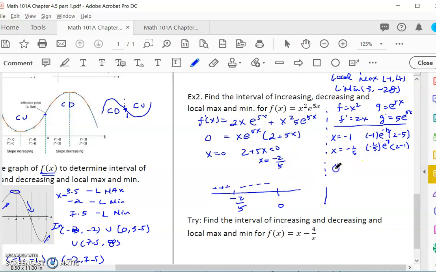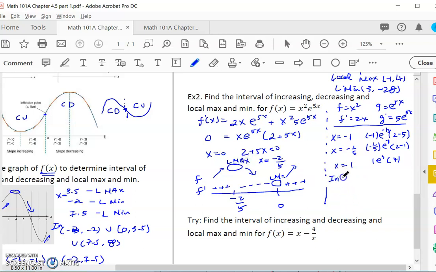And then let's do x equal to 1, which is positive. So it becomes 1 times e to the 5 times 7. This is always positive. So we'll just draw our arrows. This is the f prime sign. And f would be what? Going up, going down, going up. So this point is a local max, and this one is a local min. Right? So let's write the answer.